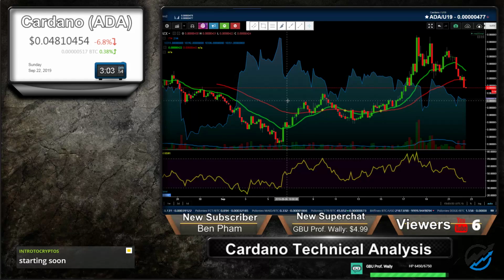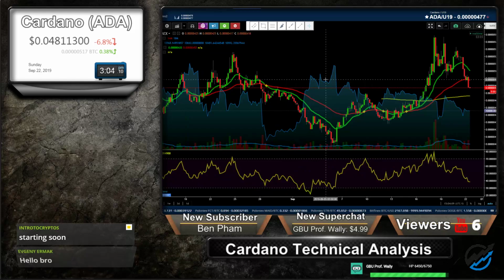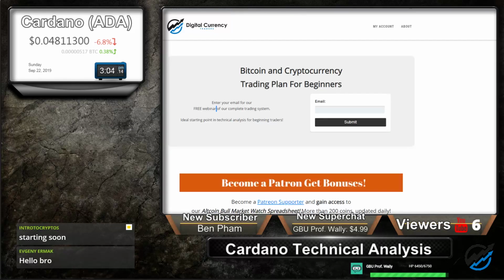Now, the purpose of this stream is to go through ADA, EOS, Ethereum, Litecoin, Tron, and Ripple, and we go through the same routine every day. We're going through the same four sets of indicators. We're going through the relative strength index, the on-balance volume, the MACD indicator, and then the Ichimoku cloud, at the same time that we're going through a basic trading plan that you can go and download from my website, IntroToCryptos.ca.